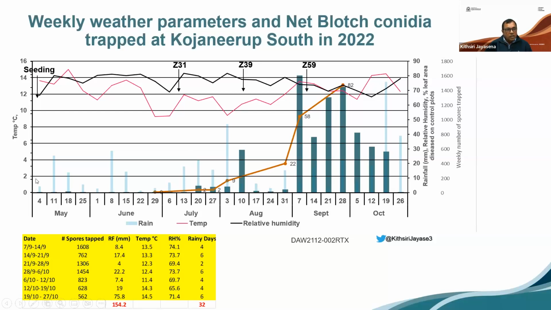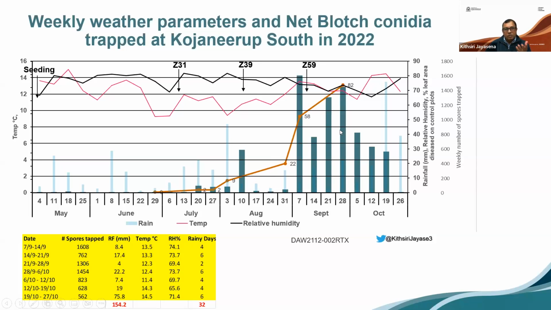The crop was seeded on the 2nd of May, and with the growth, the disease progress curve has been plotted on control plots. These brown lines indicate how the disease progressed. The light bars indicate the rainfall, and the thick green bars indicate the number of spores trapped. You can see there was a little bit of spore activity in May, then gradually in June and July it increased, and in September and October it went high. That is the time they had the biggest spore numbers. And these arrows indicate the experiments we did with fungicides at 31, standard spraying at 39, and a threshold-based spray.